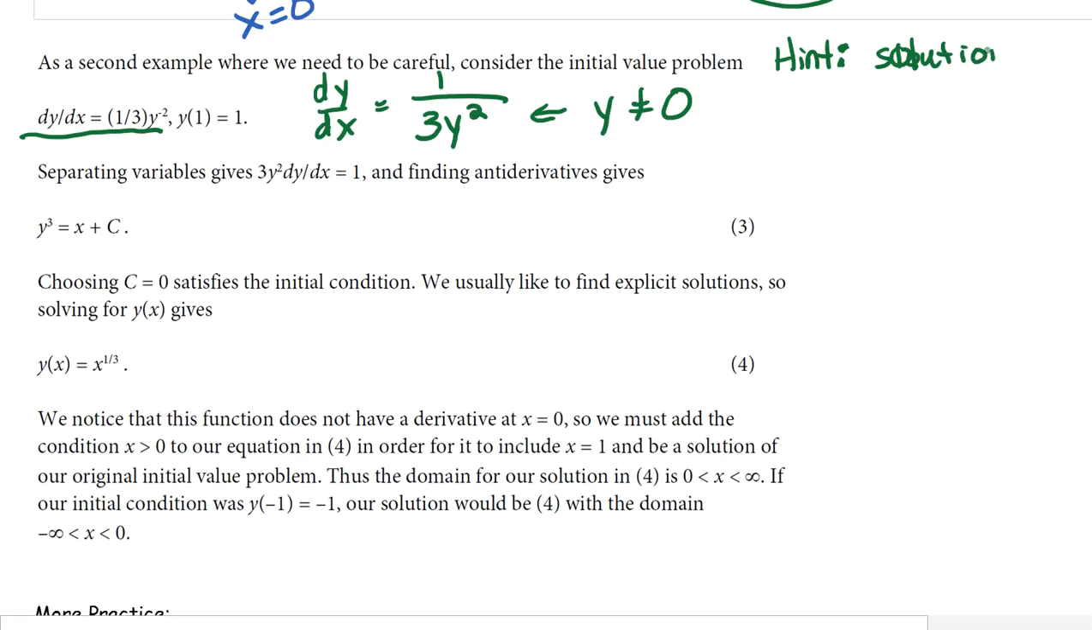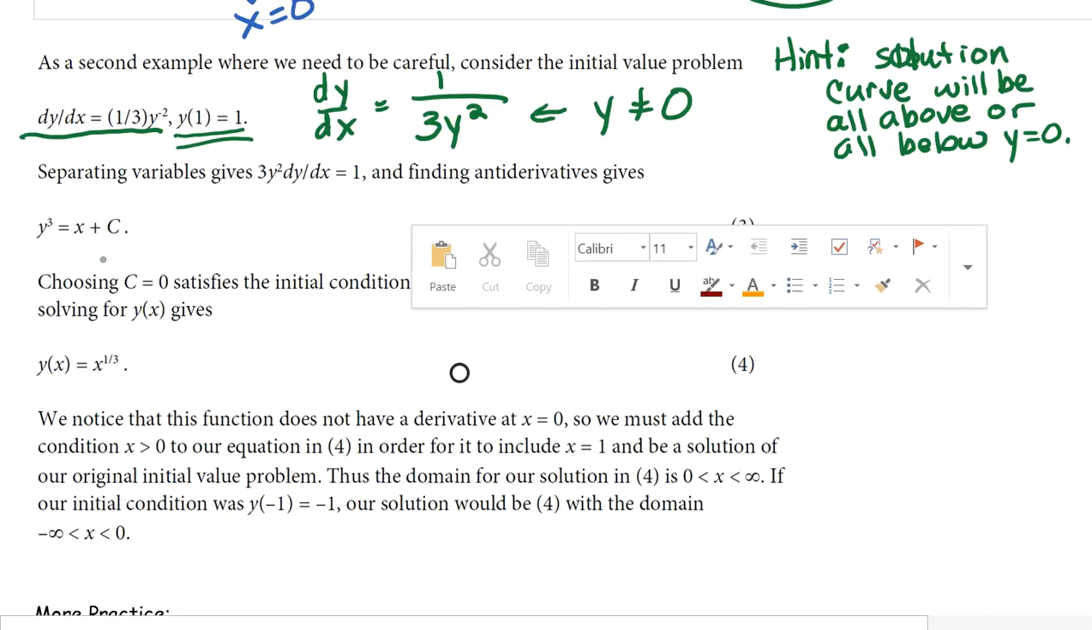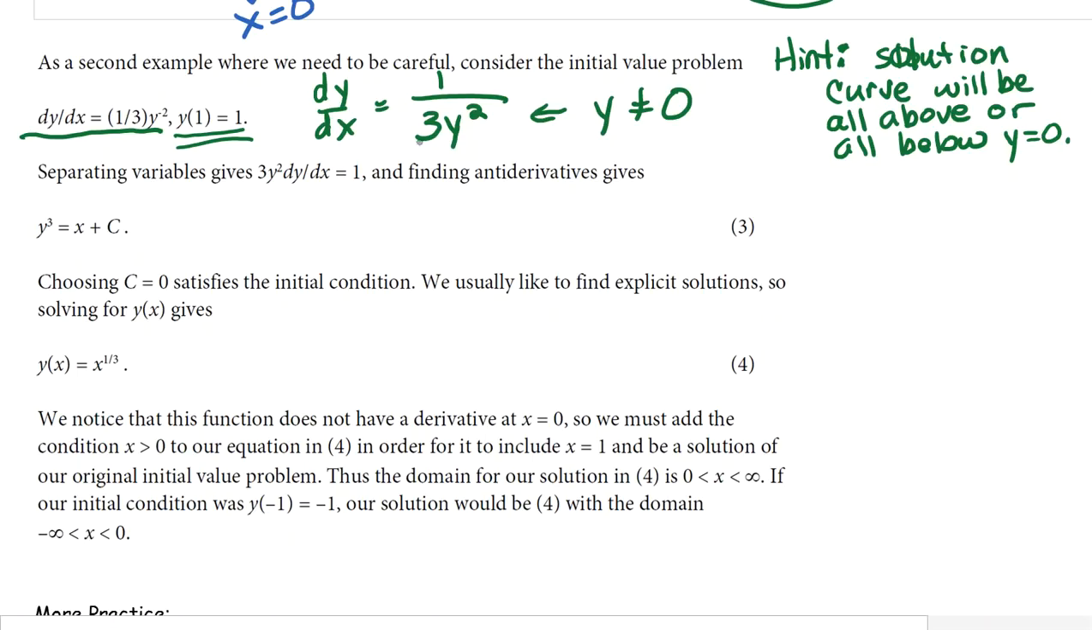The solution curve on the slope field would either be above, so the solution curve will be all above or all below the line y equals 0. So we can't cross over a discontinuity. All right, and we might also end up with a restriction on our x values, so a domain restriction. All right, so let's see, and notice this is an initial value problem, so we'll be able to solve for c. So this problem's already been done for you, but let's repeat it here.